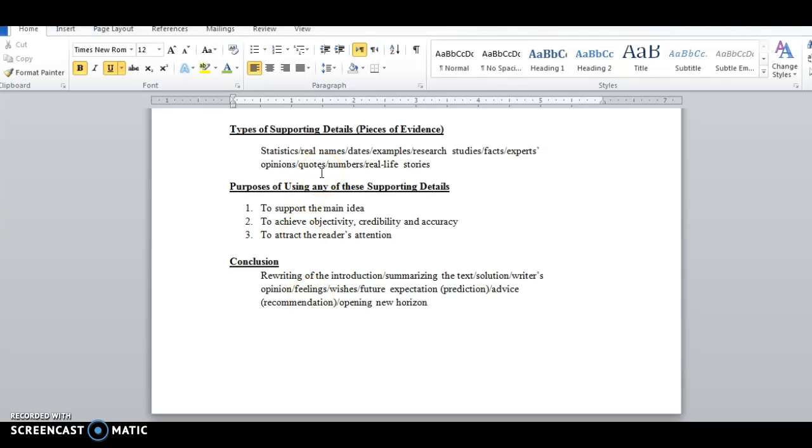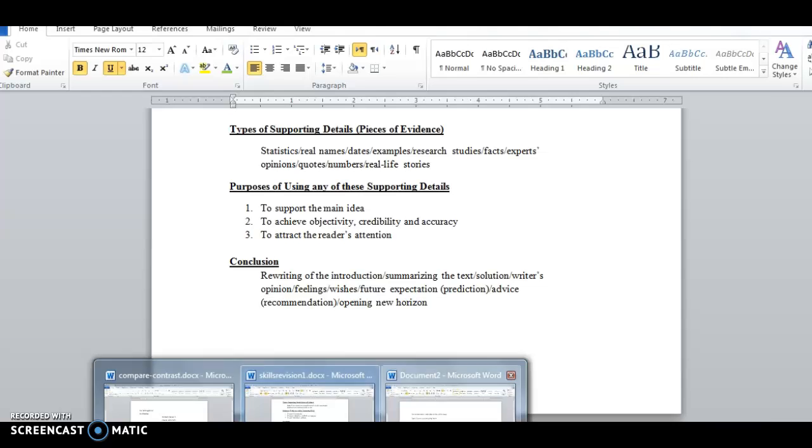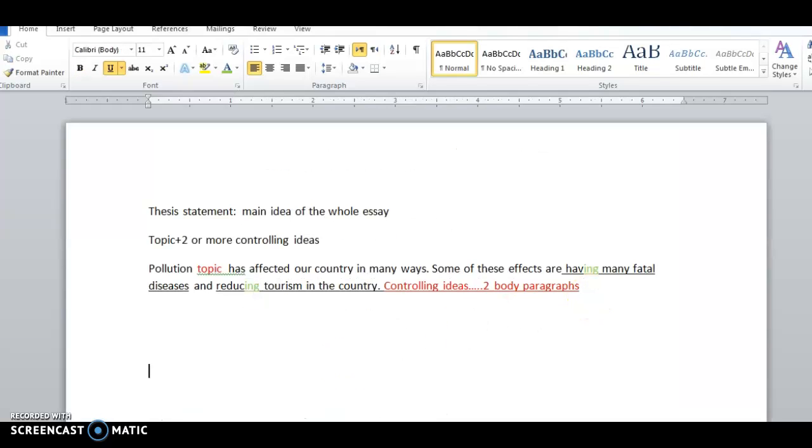Now, in the topic sentence, we said we give the main idea. For example, let's go here. This one. Now, topic sentence of paragraph 1. So I can write, for example, it's about having many fatal diseases: Pollution causes people to have many fatal diseases. Okay, that's it. I give the topic, which is pollution. I give the controlling idea, to have many fatal diseases, that I will write about in my paragraph.